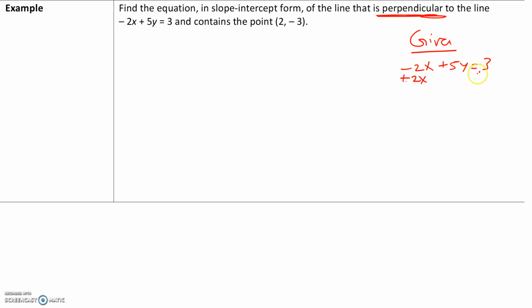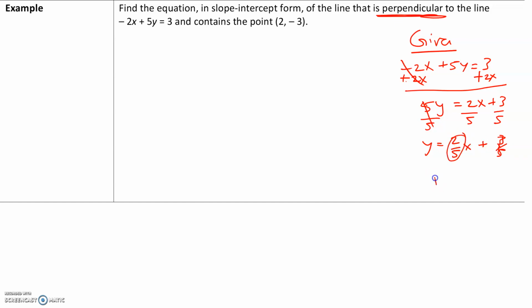So we're going to add 2x to both sides. This gives you 5y equals 2x plus 3. And then I divide everything by 5. So I get y equals 2 over 5 x plus 3/5. Now, I don't really care about the y-intercept. That's unrelated. But we do care about the slope, which is 2/5.